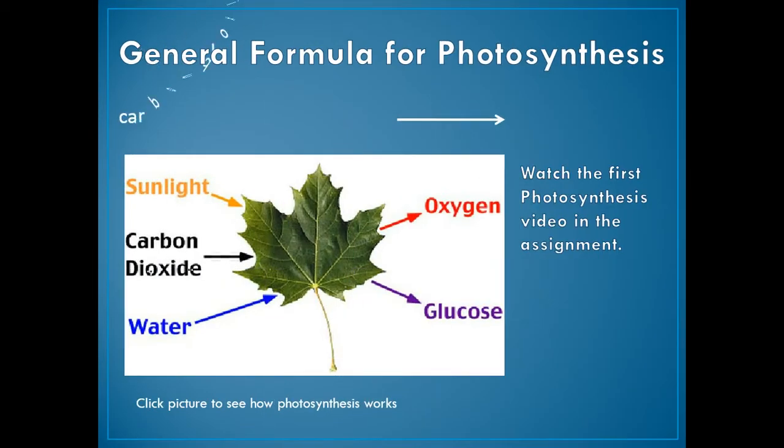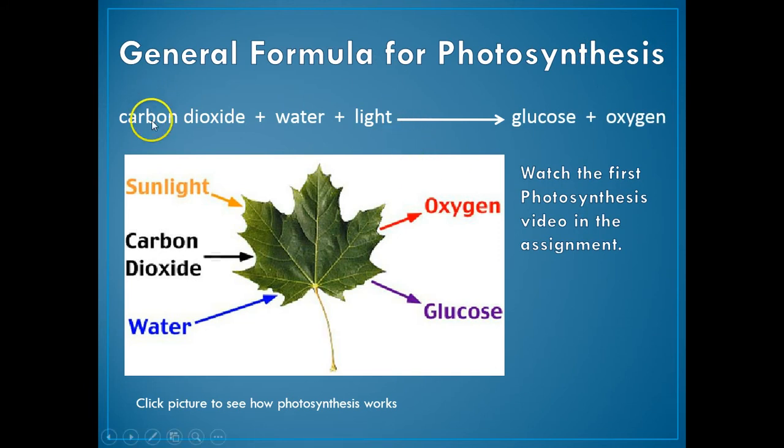The general formula for photosynthesis. This is a chemical reaction. In a chemical reaction you have to have reactants, those are the ingredients that go in, and products, those are the things that come out. The reactants for photosynthesis are carbon dioxide, water, and sunlight. And those three things turn into glucose and oxygen. So take a look here to see how photosynthesis works.